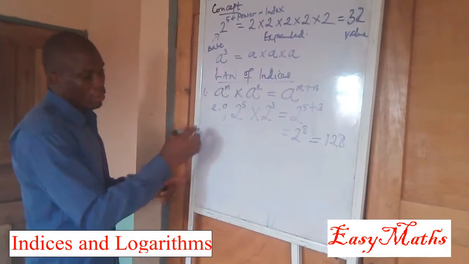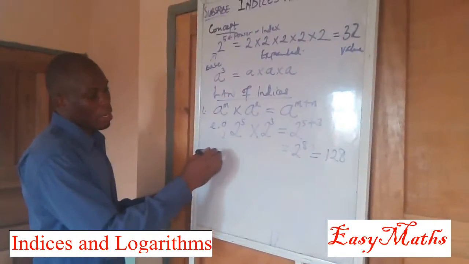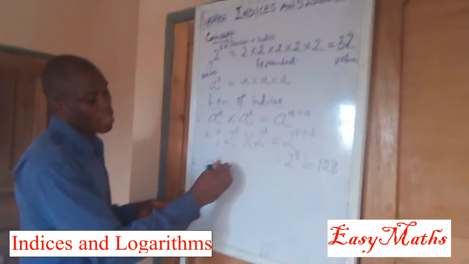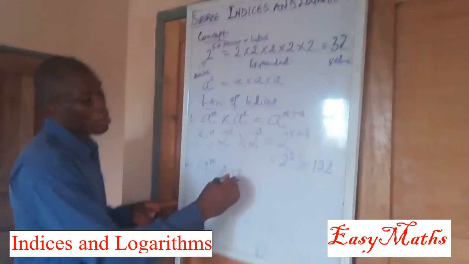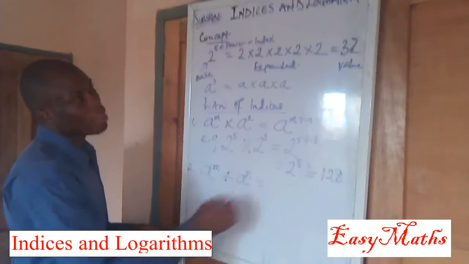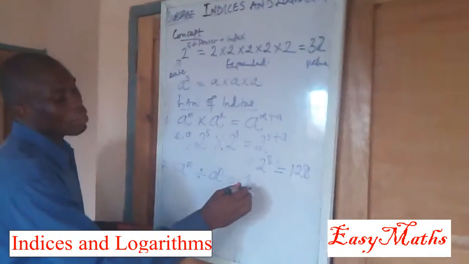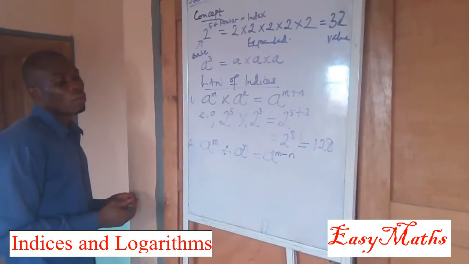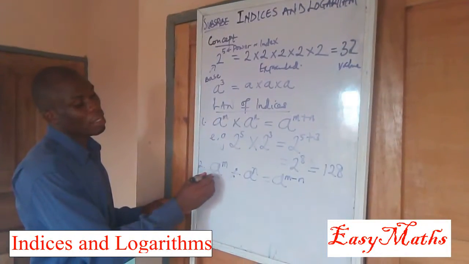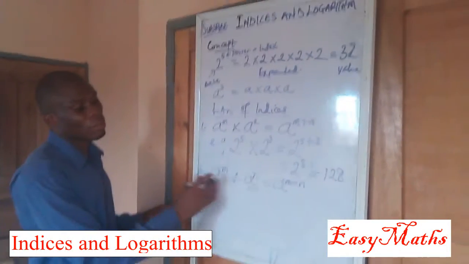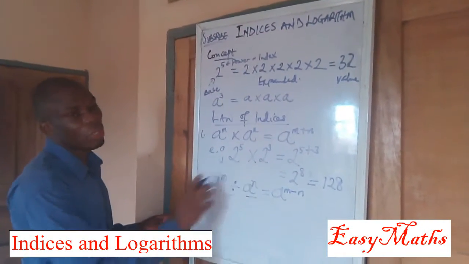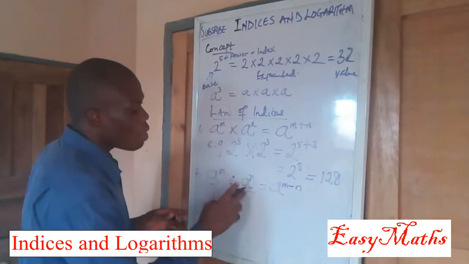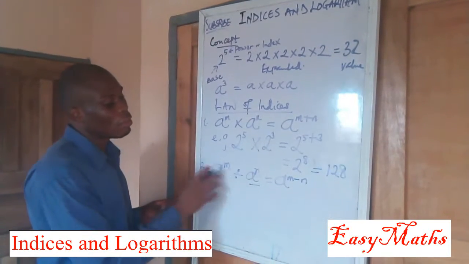So we have a raised to power of m divided by a raised to power of n is the same thing as a raised to power of m minus n. And see now, when two indices of the same base are under a division operation, you have their powers subtracted. You subtract the power of the divisor from that of the dividend.